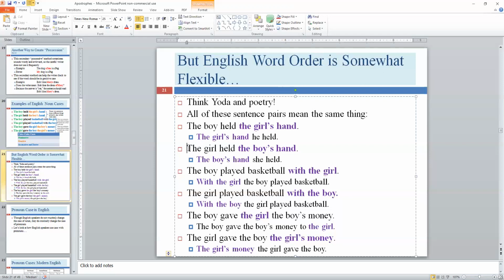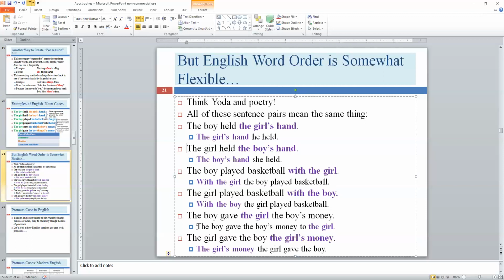Let's look at the next one. The girl held the boy's hand. Again, the boy's hand she held, or the boy's hand the girl held. Let's look at our next sentence. The boy played basketball with the girl. This time we're going to move the with the girl to the beginning. With the girl, the boy played basketball. Grammatically correct. Let's go down to this sentence. The boy gave the girl the boy's money.